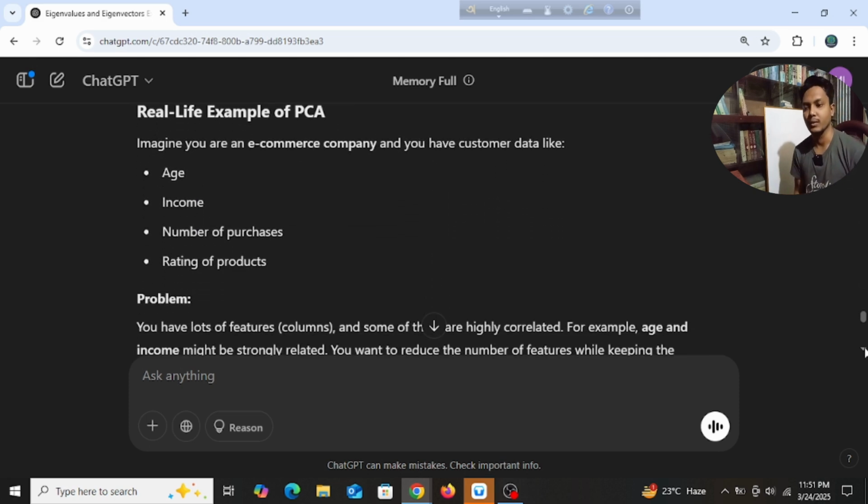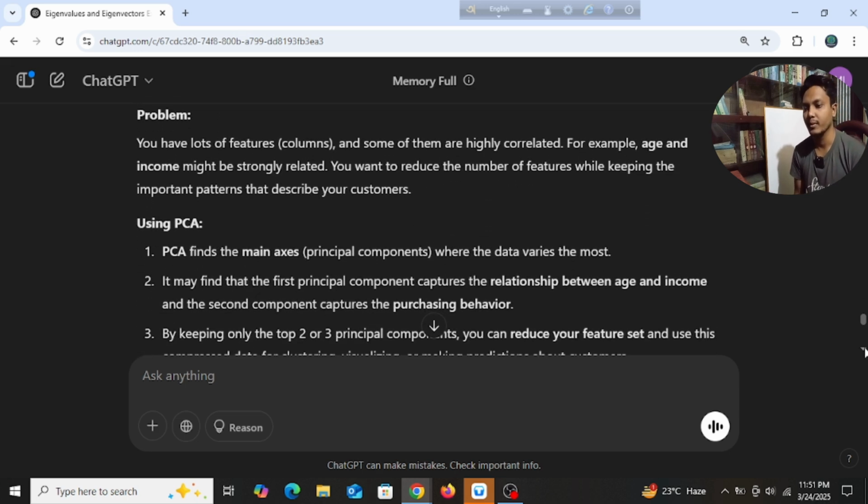A real life example of PCA. So this is what we are looking for, guys. We are just trying to gain some knowledge about this. Imagine you are an e-commerce company and you have customer data like age, income, number of purchases, rating of products. The problem: you have a lot of features and some of them are highly correlated. For example, age and income might be strongly related. You want to reduce the number of features while keeping the important patterns that describe your customers.